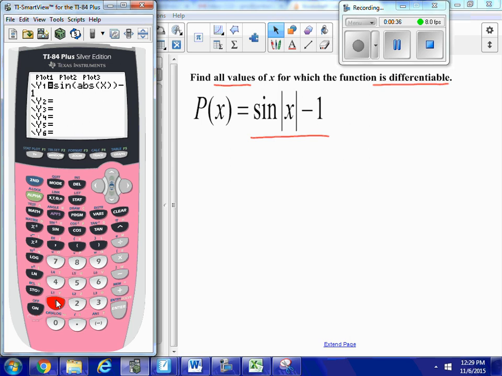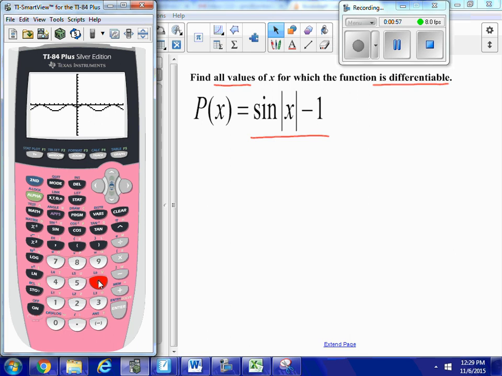Well, first I want to check, make sure I'm in radians. So mode, I'm in radians. So I'm going to go zoom 6, see what it looks like. Well, it looks kind of like a sine function that's been lowered by 1. A little bit of funny stuff going on around there at 0, but I can't really see it that clearly.